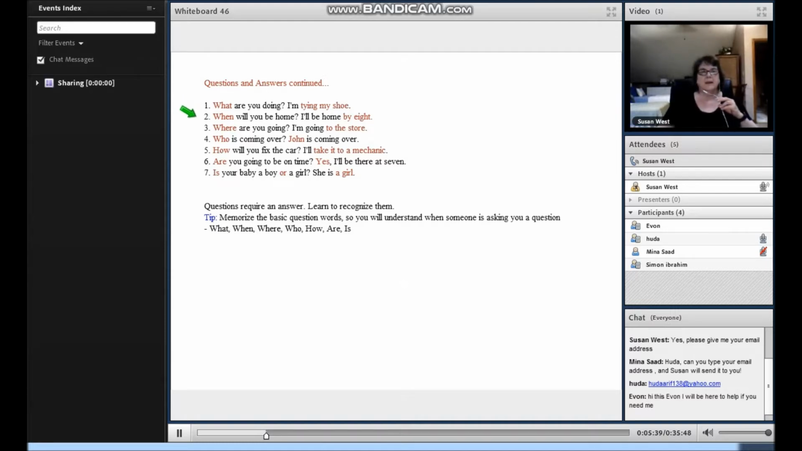When designates time. So if someone asks you when will you be home, they're expecting that you'll give them a time. I'll be home by 8. So I've highlighted the when, and the answer to when is by 8.